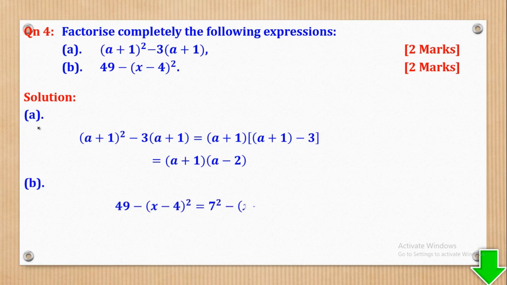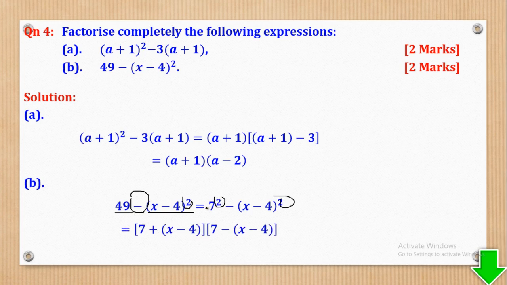Now let's go to part B. So in part B, you have to realize that there's a difference of 2 squares, because 49 is equal to 7 squared, and this one also has a square, and there's a minus. After realizing that, you have to know that a difference of 2 squares will be equal to the sum and the difference, multiplied as a product. So the sum of these square roots will be 7 plus x minus 4. Then the difference will be 7 minus x minus 4. Then they are related by a product.